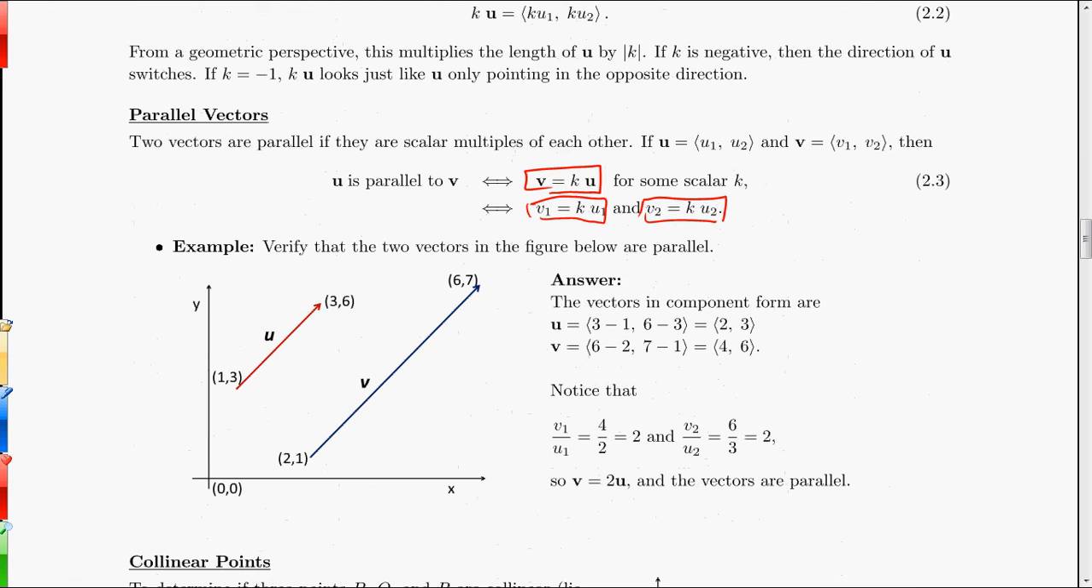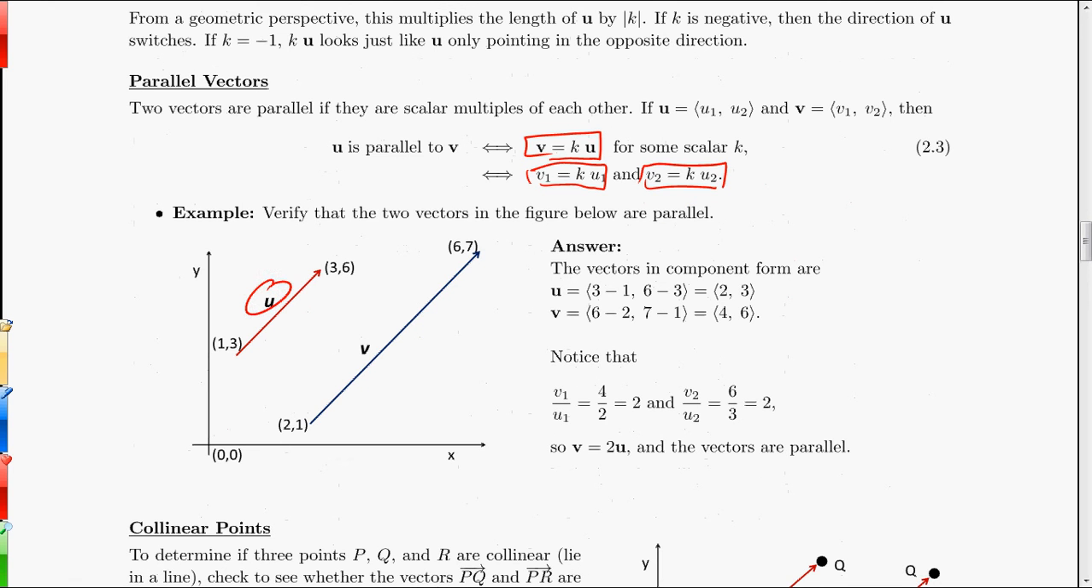For example, verify that u and v are parallel. Well, if you look at u, that's just 3 minus 1, 6 minus 3. So u is the vector in component form 2, 3. If you look at v, it's 6 minus 2, comma, 7 minus 1, 4, 6. And what you'll notice is if you take u and multiply it by 2, you get v. So v is 2 times u. They're scalar multiples of each other, and they're parallel.